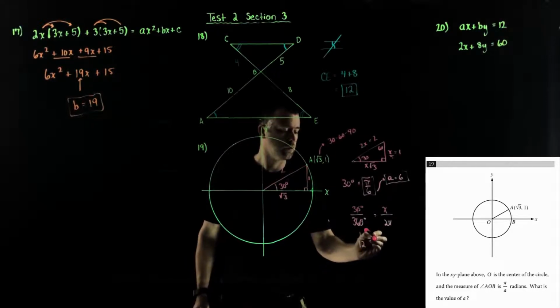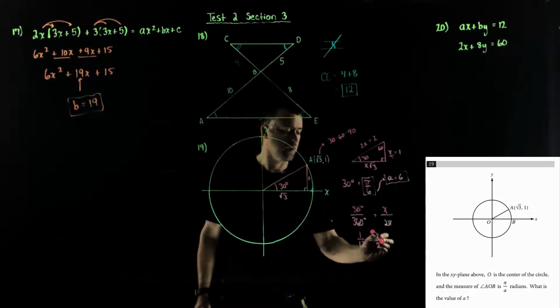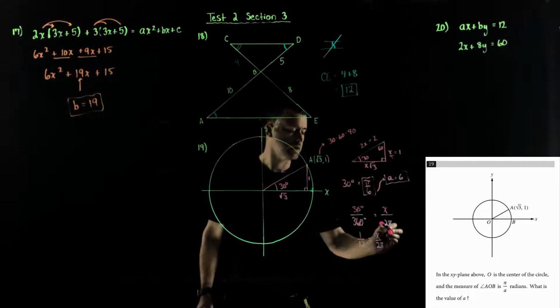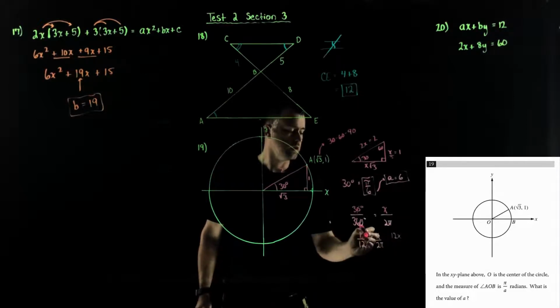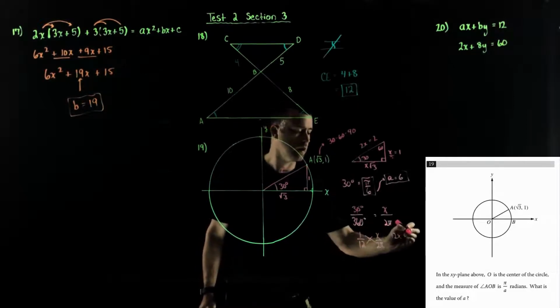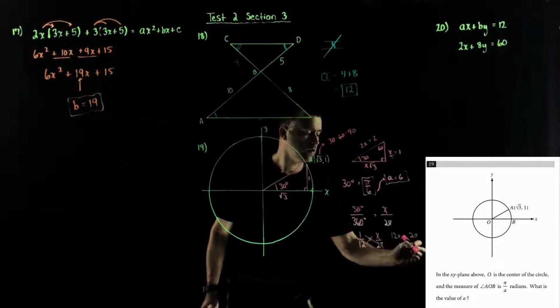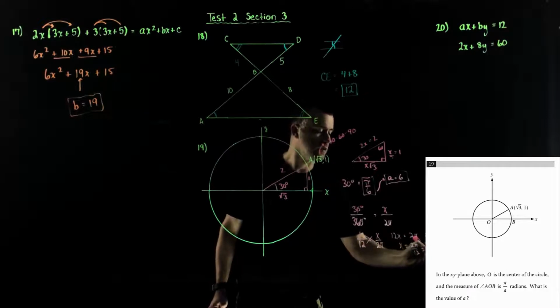So 1 over 12 equals x over 2 pi. Now I'm going to do cross product. So 12 times x is equal to 1 times 2 pi, so 2 pi. And you divide, you're going to get 2 pi over 12, which is pi over 6.